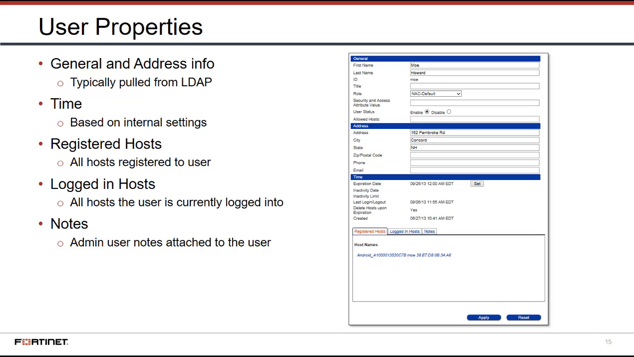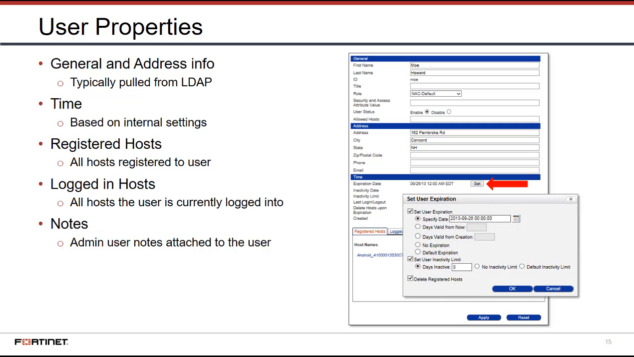Address information would most likely be pulled from Active Directory or LDAP. And then down the bottom, we have a time area, and this is going to be the expiration time, if any, for this particular user. So we can set expiration based on a specific time and date. We can do an inactivity date and time, and so on, to decide when we want the FortiNAC to go ahead and remove this user. And you can use the set button to go in and configure that the way you'd like.